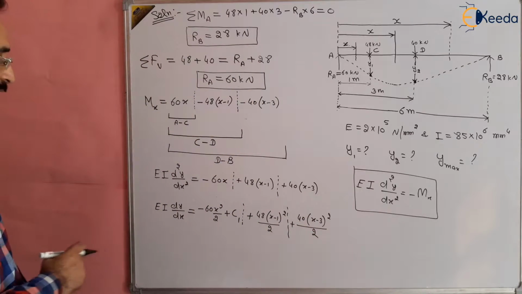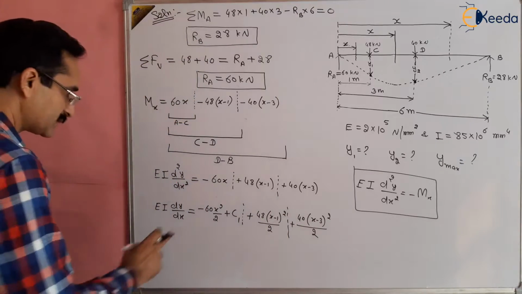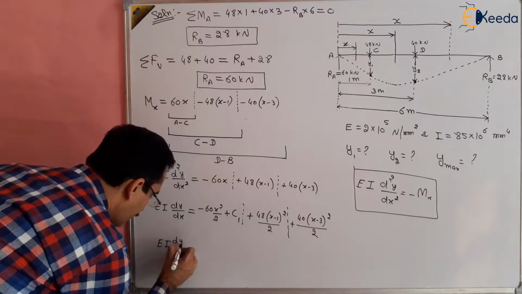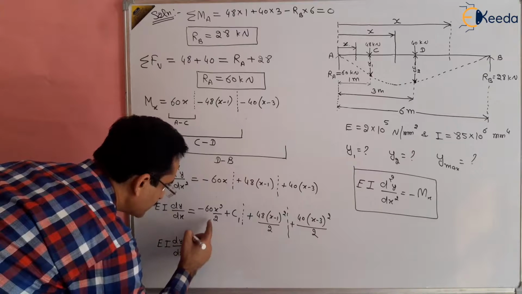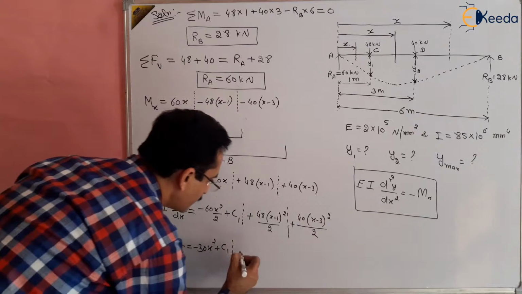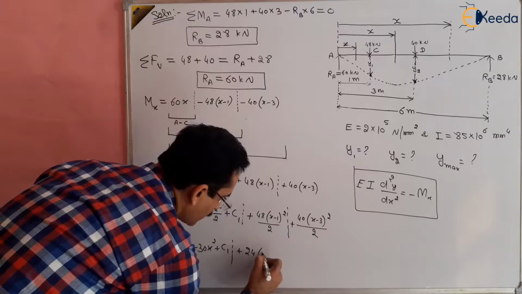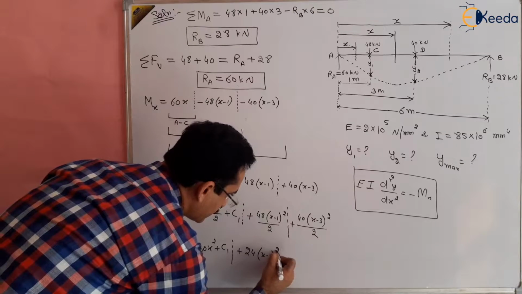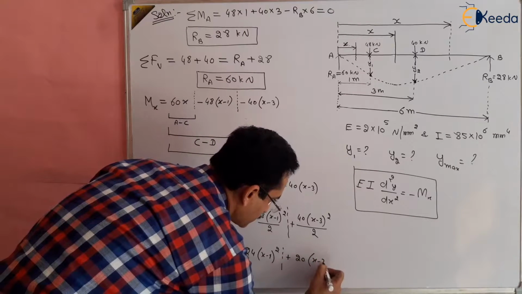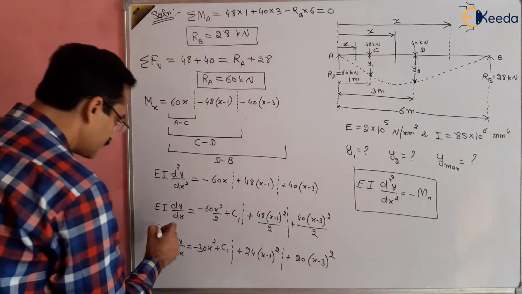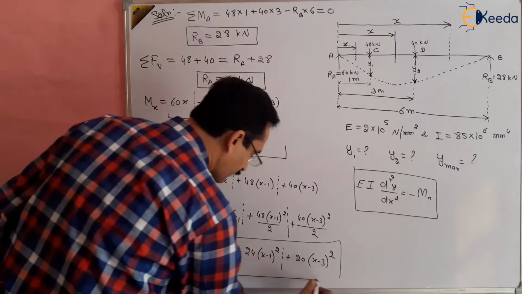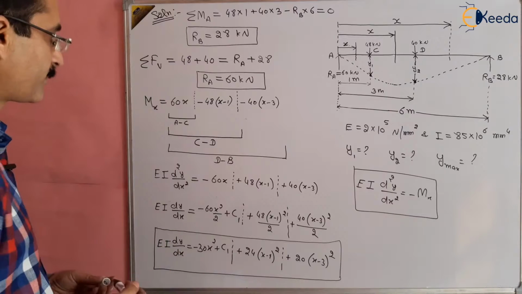So this is how we have found the slope, right? So what is the value of the slope now? The slope is, we can write, EI dy by dx will be equal to minus 30 x square plus c1, which is unknown to us and we have to solve for it, plus 24 x minus 1 whole square dotted plus 20 x minus 3 whole square, right? So this is our slope equation. It will be required if we have to find the slope.